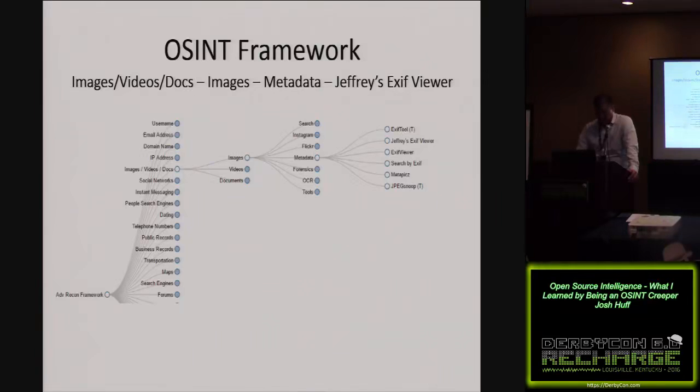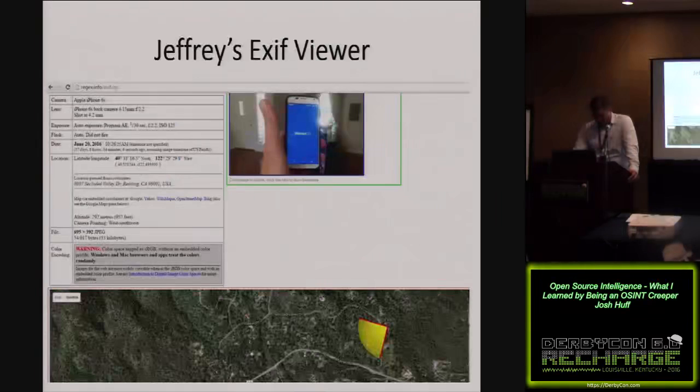Back to the OSINT framework, cascading from the side there, you go images into metadata and pull up Jeffrey's EXIF viewer, pop that picture on there, and we're going to get what model iPhone he was using, a very accurate date stamp, and an address. The best part about some of these when they're turned on is the angle of orientation, where the person was standing as they took that picture.